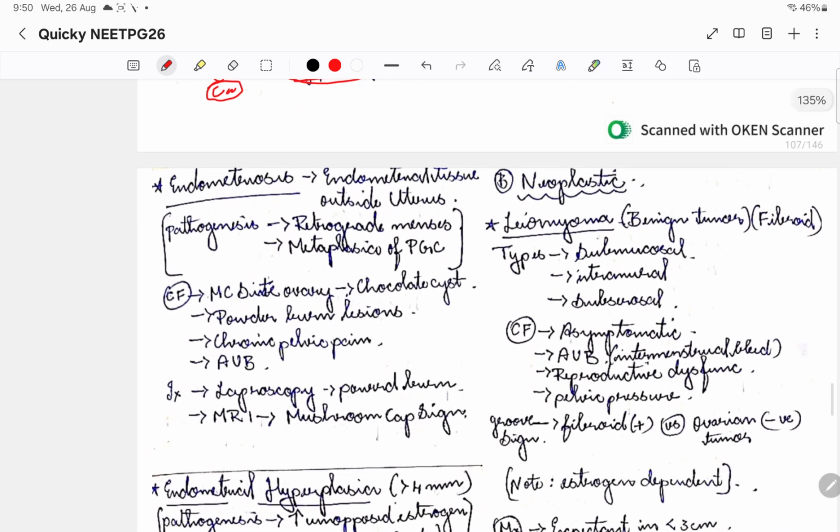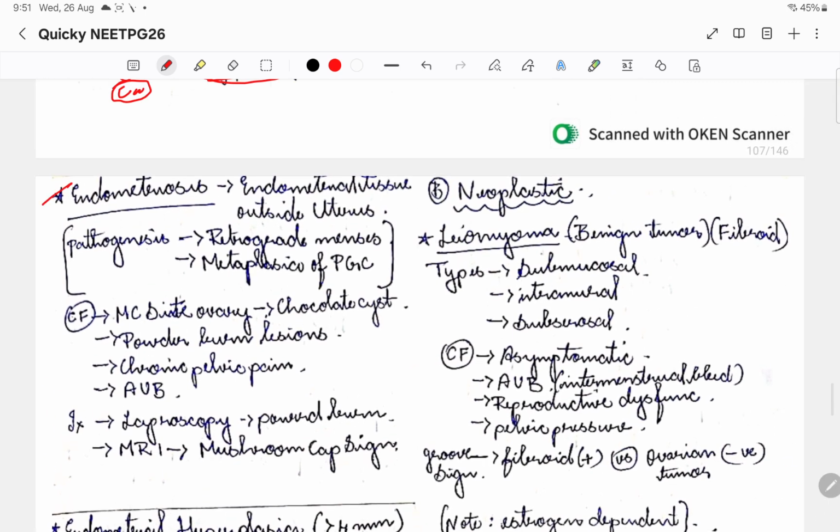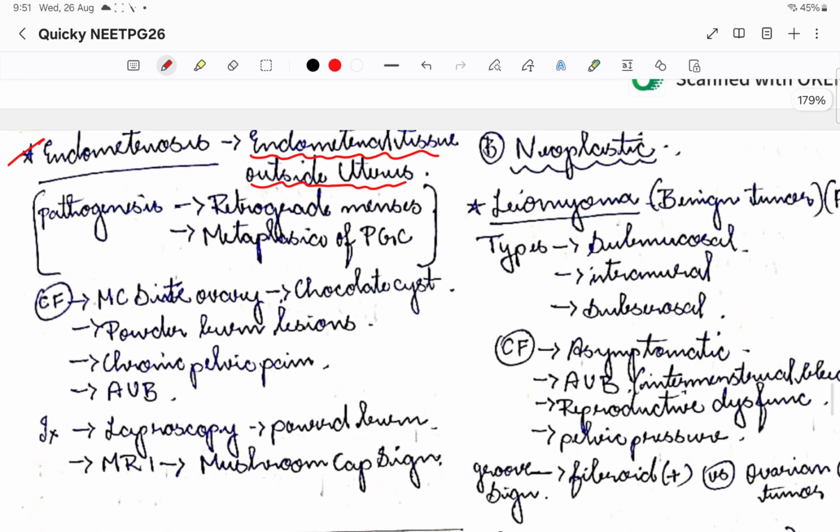Now coming to another non-neoplastic disease, that is endometriosis. Basically, endometrial tissue outside the uterus. In the myometrium it was adenomyosis; if the endometrial tissue is outside the uterus, it is called endometriosis. The pathogenesis is very similar to adenomyosis, but here retrograde menses would have caused the endometrial tissue to lay outside the uterus, or probably metaplasia of progenitor cells.